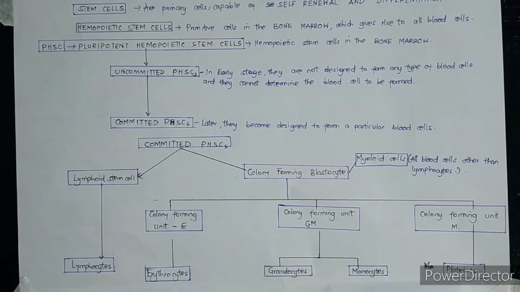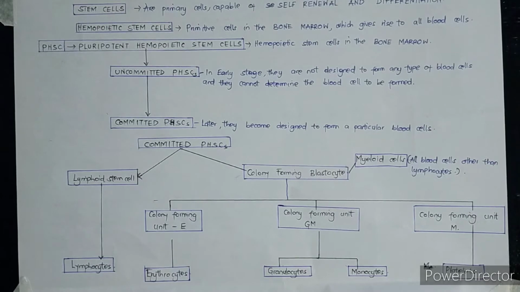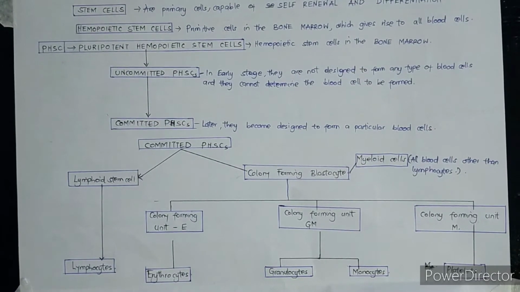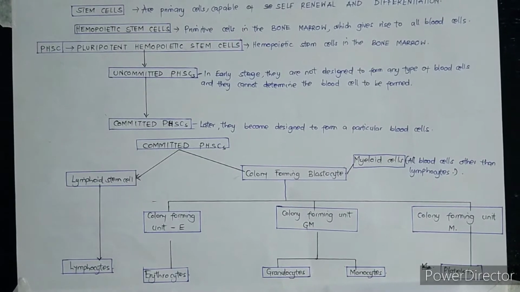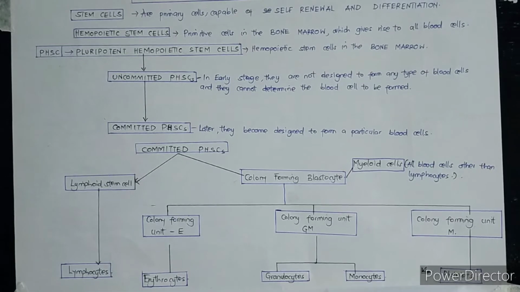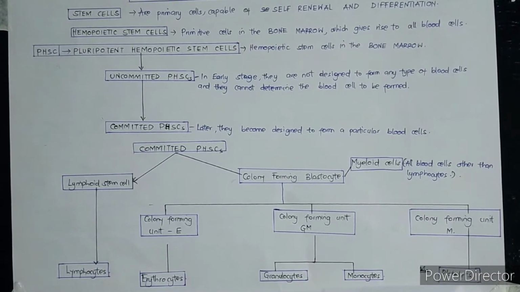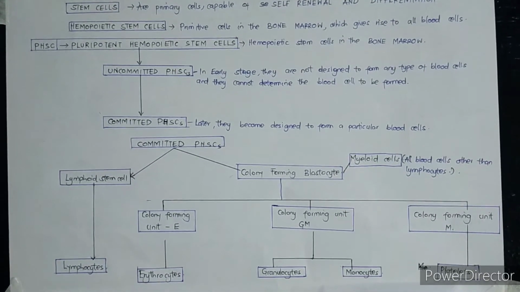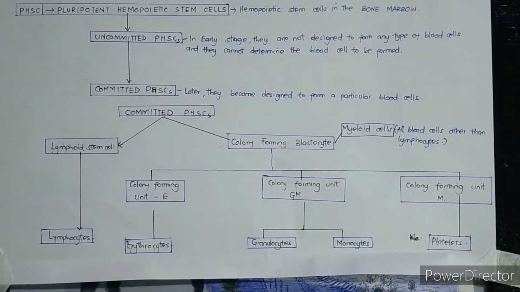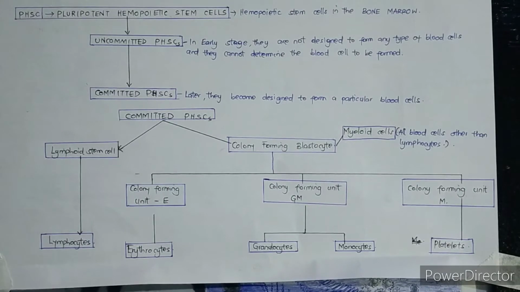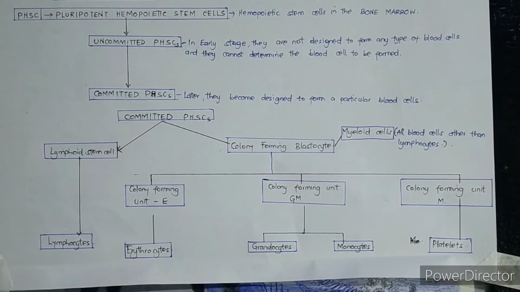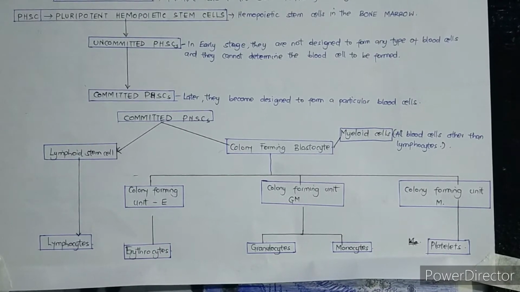In the early stage, they are not designed to form any type of blood cells and they cannot determine the blood cell to be formed, hence the name uncommitted PHSCs. Later on, they become designed to form a particular blood cell, hence the name committed PHSCs. There are two types of committed PHSCs, the lymphoid stem cell and the colony-forming blastocyte. The lymphoid stem cells give rise to lymphocytes, while the colony-forming blastocyte gives rise to myeloid cells.